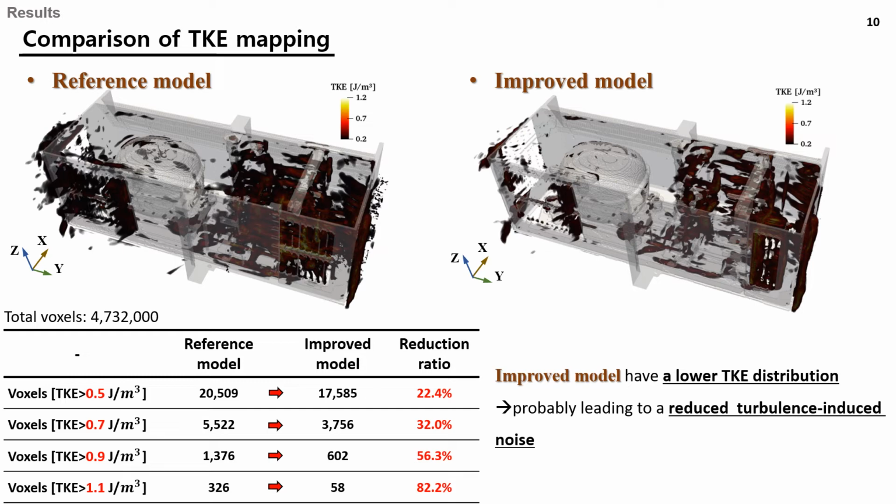Because the flow uniformity of the improved model is improved, we can see that the areas with high TKE are reduced a lot. From this table, you can see that the number of voxels with a higher TKE were reduced more dramatically than those with a lower TKE. Therefore, it's probably leading to a reduced turbulence-induced noise.